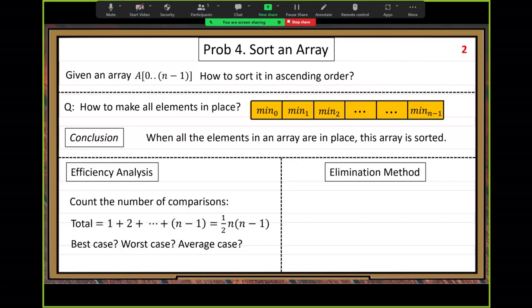Yeah, so after we finish solving our problem number 4, sort an array, and we did the efficiency analysis. All right, so the last small topic I want to talk about here is a summary. The summary about the elimination method. Because at this point, we have applied this elimination method a few times.